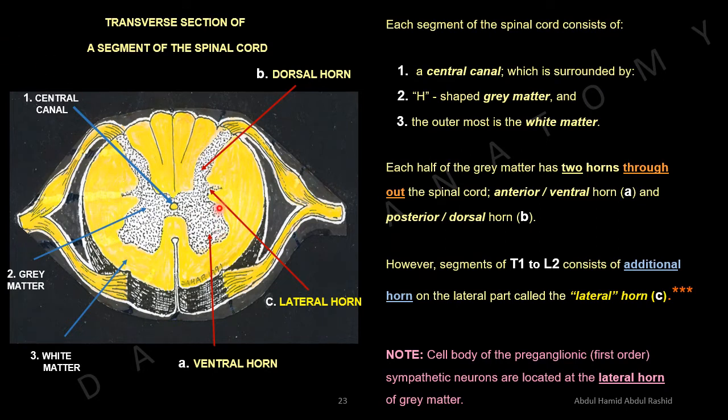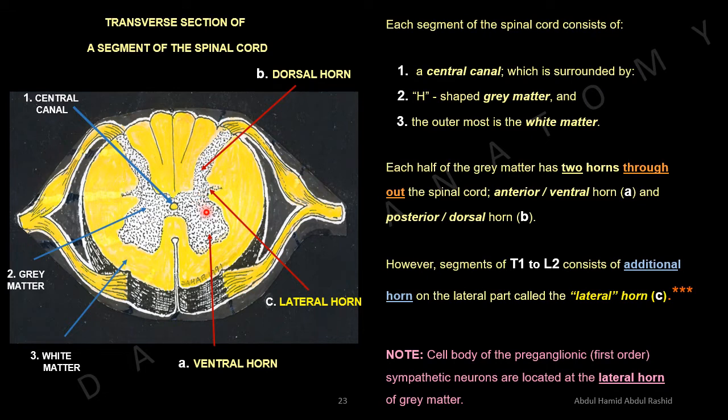Each half of the gray matter has two horns throughout the spinal cord. Important. That means every segment of the spinal cord, the gray matter has two horns. They are the anterior or ventral horn and the posterior or dorsal horn. Cell bodies of the motor neurons are located in the ventral horn. Cell bodies concerned with sensory function are located in the dorsal horn.